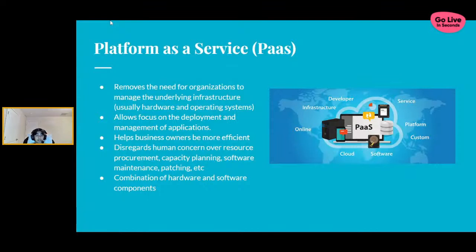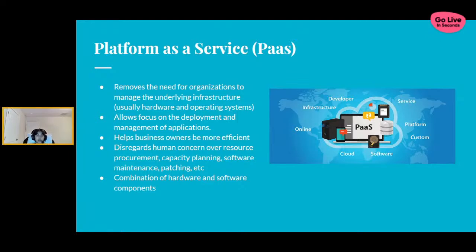Now for platform as a service, or PaaS. This one removes the need for organizations to manage the underlying infrastructure, which is usually just hardware and operating systems. It allows for the focus on the deployment and management of applications, and it also helps business owners to be more efficient. It also removes human concern over resource procurement, capacity planning, software maintenance, patching, etc.